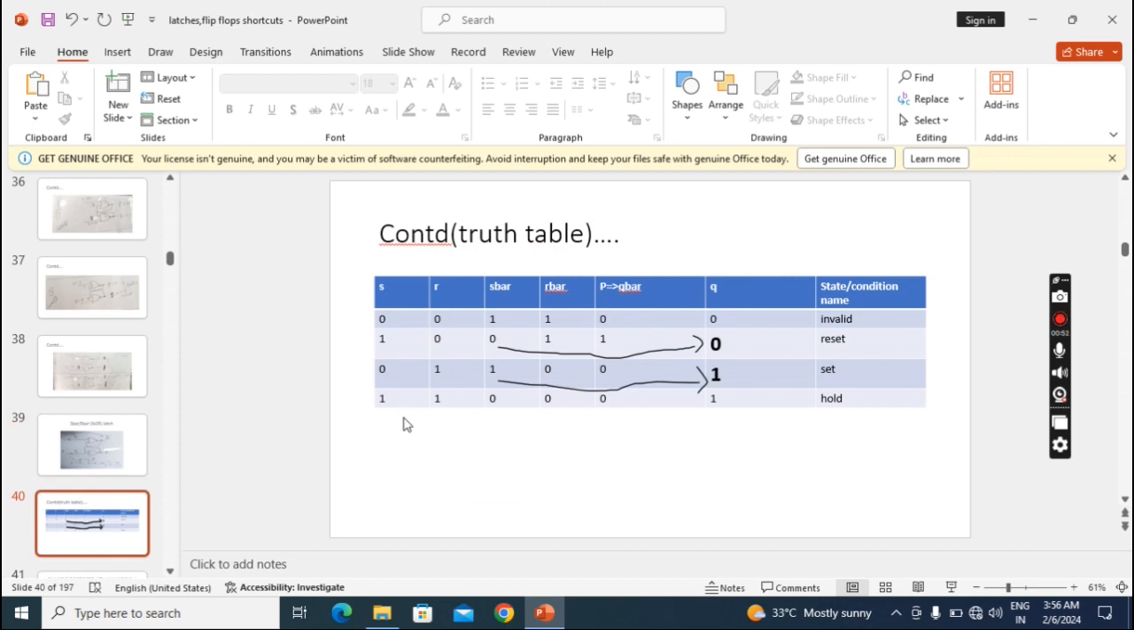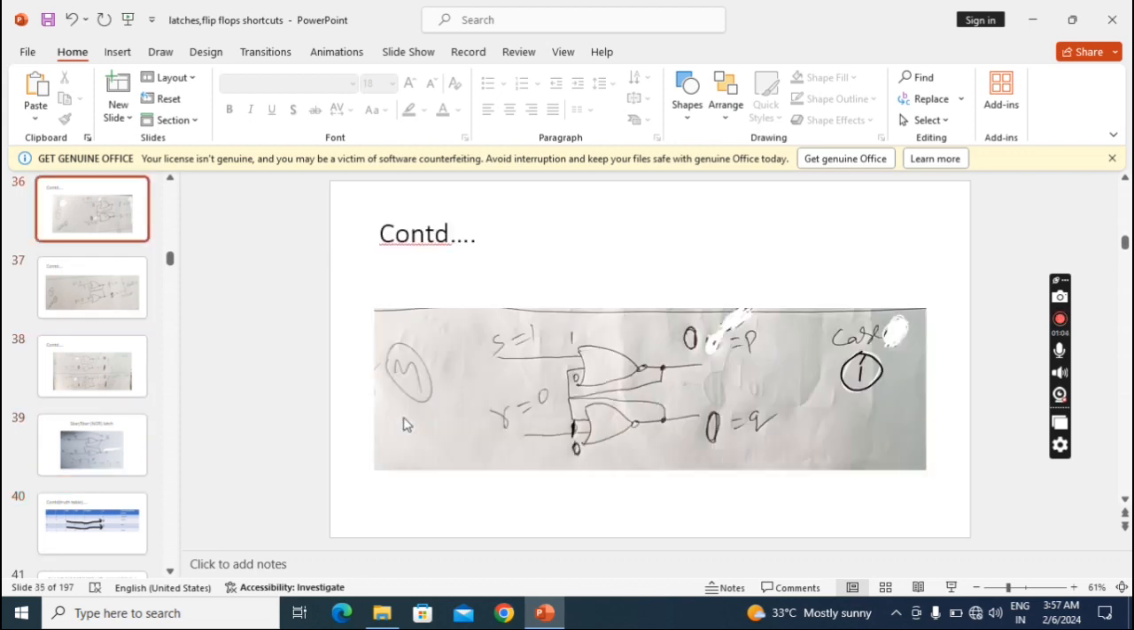Now we'll see the working and truth table. I just took the truth table of the normal non-gated SR NOR latch. So this is the truth table.